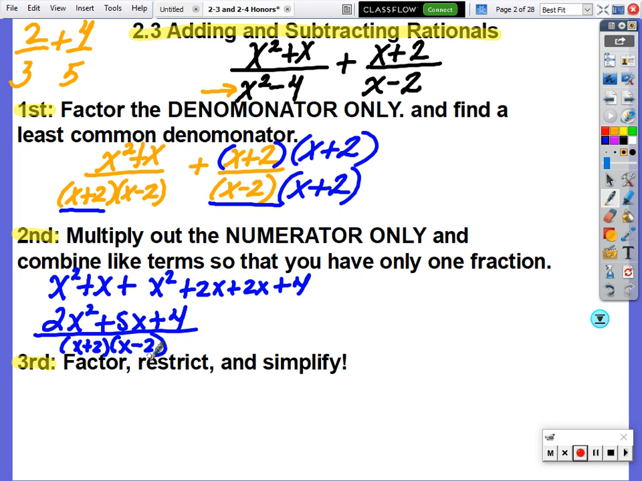And now we're on our third step, simplify it. So how do we simplify? Back to the top, back to the bottom, restrict, divide. So we could try factoring it. Well, it multiplies to be 8 and adds up to be 5, nothing. So the top doesn't factor, so if that's true, then nothing will divide out, right? So that would be our final answer as long as x does not equal negative 2 or 2.